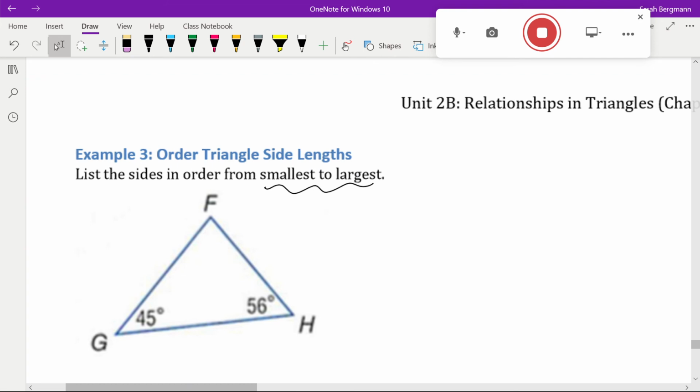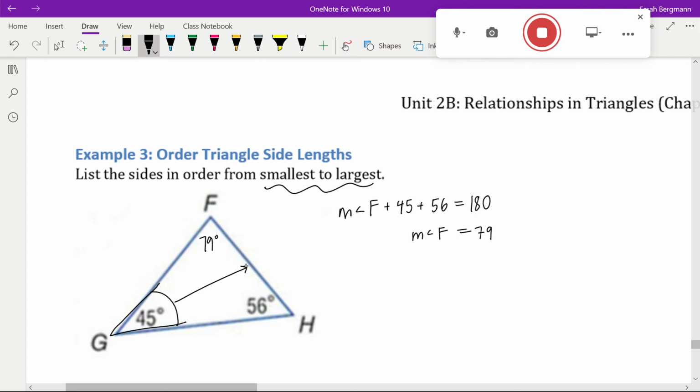Now let's try it with side lengths. So this works similarly, but sometimes you might be missing an angle measure, like in this case. How could I find the measure of angle F? Well, I know that the measures of all the angles in the triangle added together must have a sum of 180 degrees. So I could solve this equation to find that the measure of angle F is 79 degrees. Therefore, I see that angle F is the largest angle, angle G is the smallest angle.